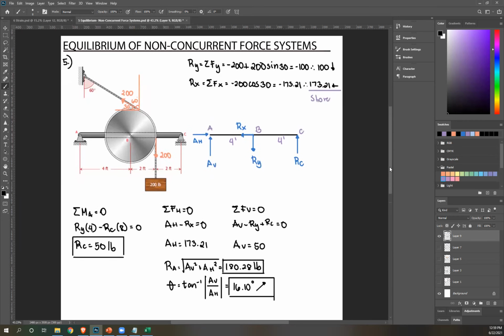And that is the answer for number 5. Any questions for number 5? Please answer in the chat. Since you don't have any questions, that ends the topic for equilibrium of non-concurrent force systems.